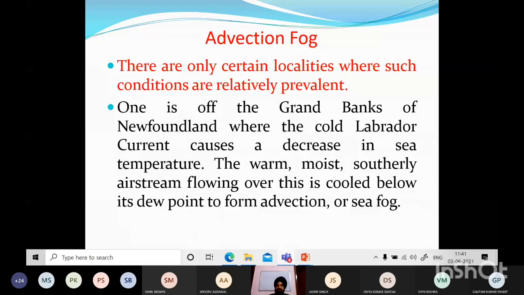So ये कौन सी है? One of these is off the Grand Banks of Newfoundland. अब वहाँ पे क्यों ऐसा होता है कि वहाँ पे जो cold Labrador current, which is a very cold current coming from north, causes a decrease in sea temperature. Sea surface आपका cold current आ रहा है तो sea surface को ठंडा कर देगा. The warm moist southerly air stream flowing over this is cooled below its dew point to form advection or sea fog. Now this is a very common thing when you go off the Grand Banks of Newfoundland.